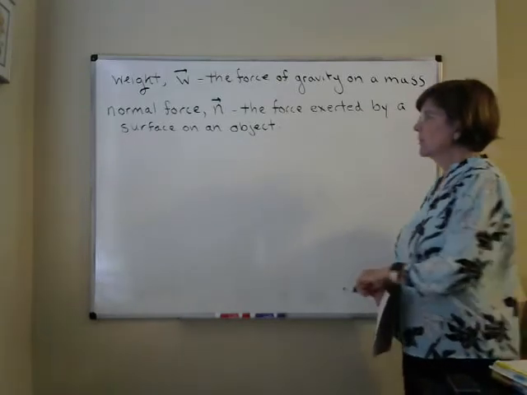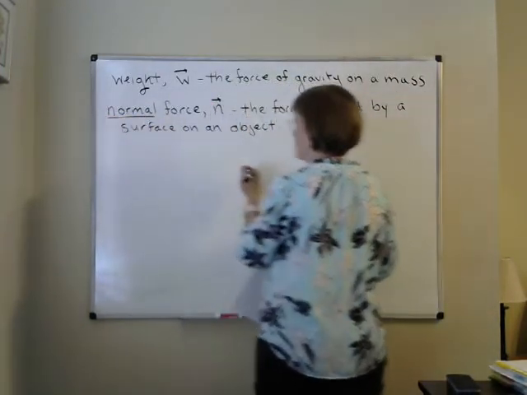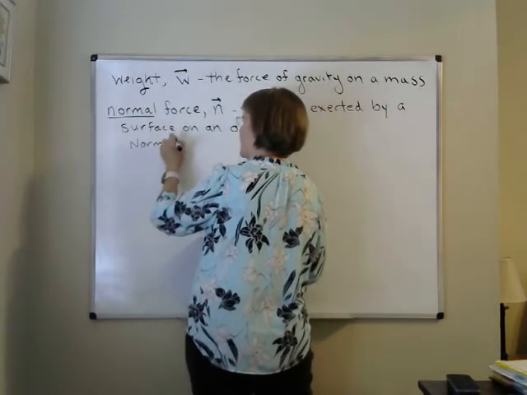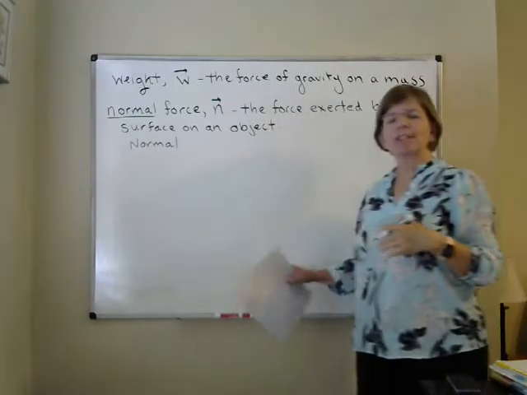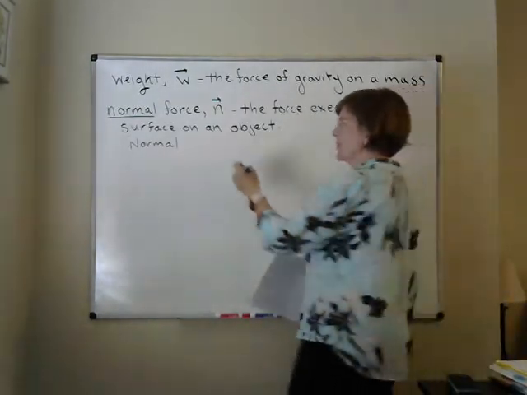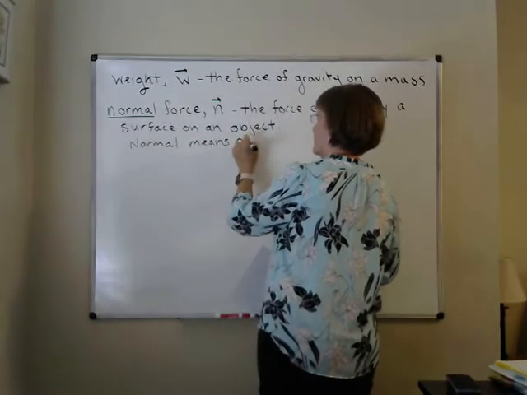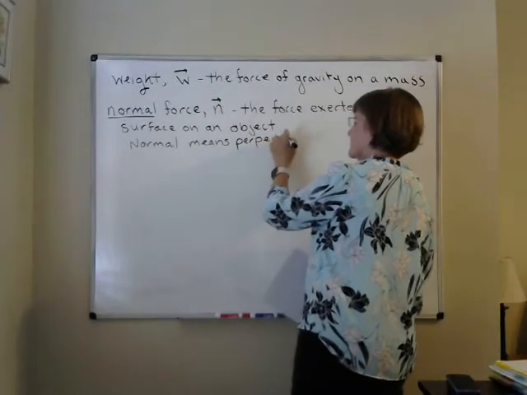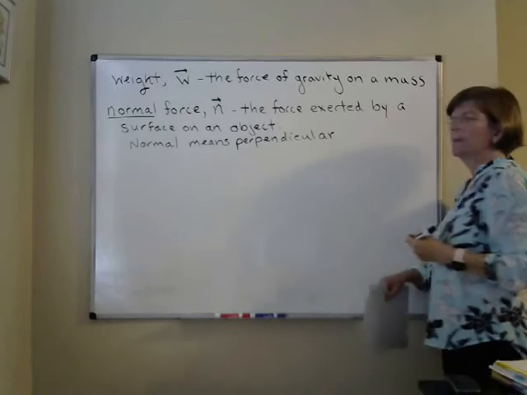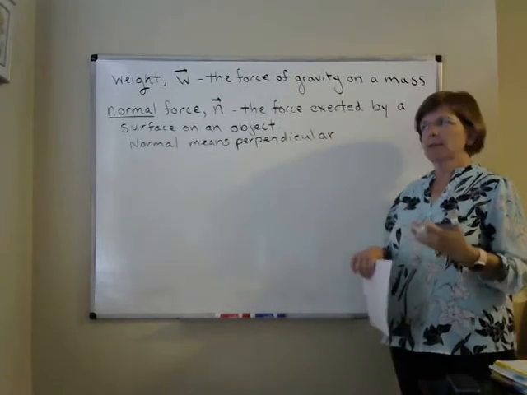The word normal in mathematics, and you might as well learn this now, doesn't mean average or typical or the same things that it means in everyday language. Normal means perpendicular. Anytime you're talking about something being normal and you're in geometry, mathematics, physics, normal means perpendicular.